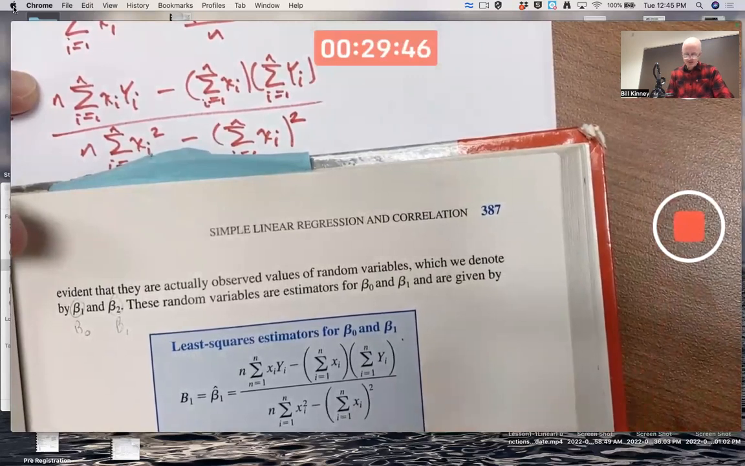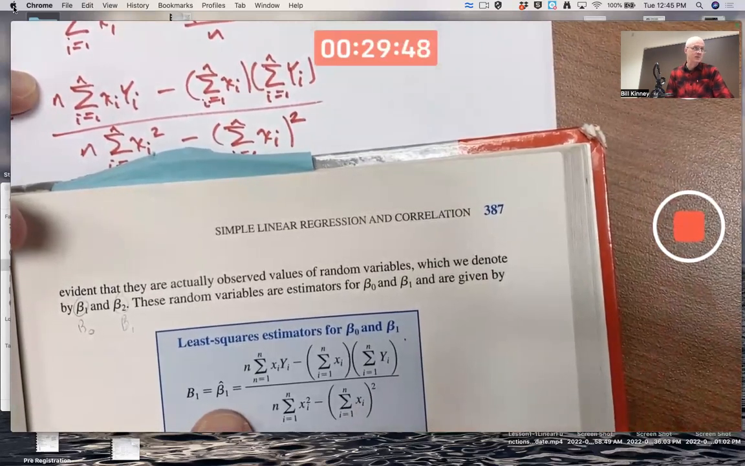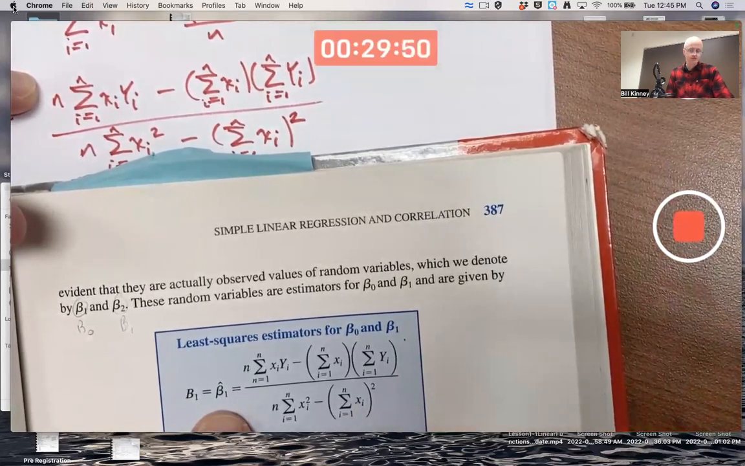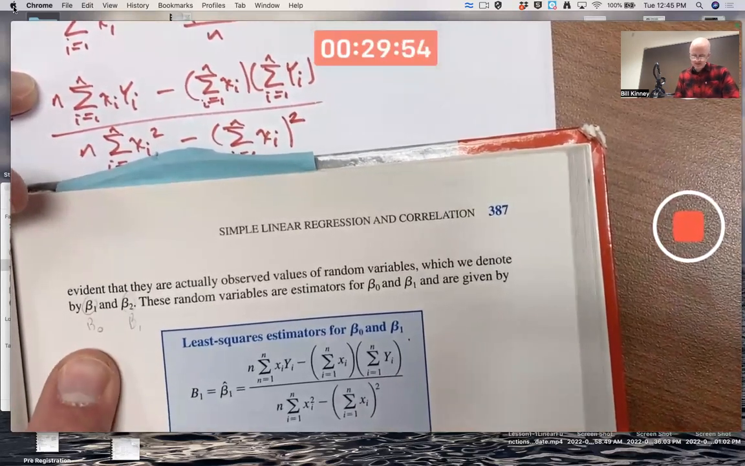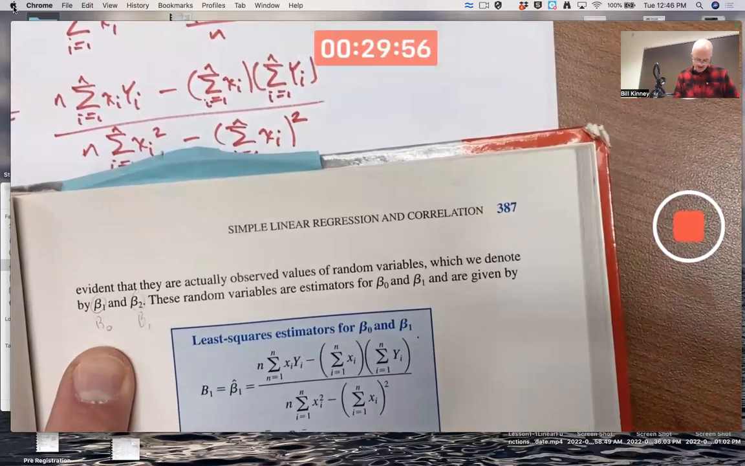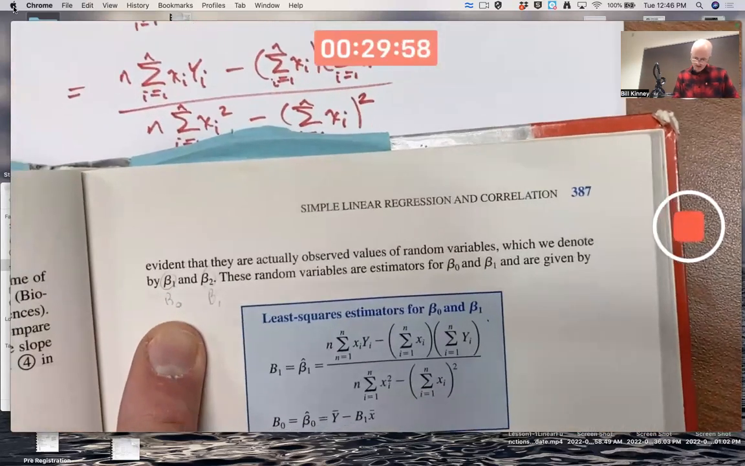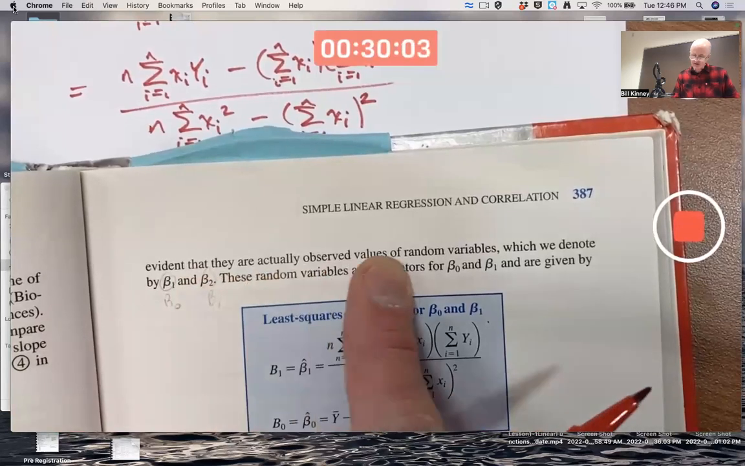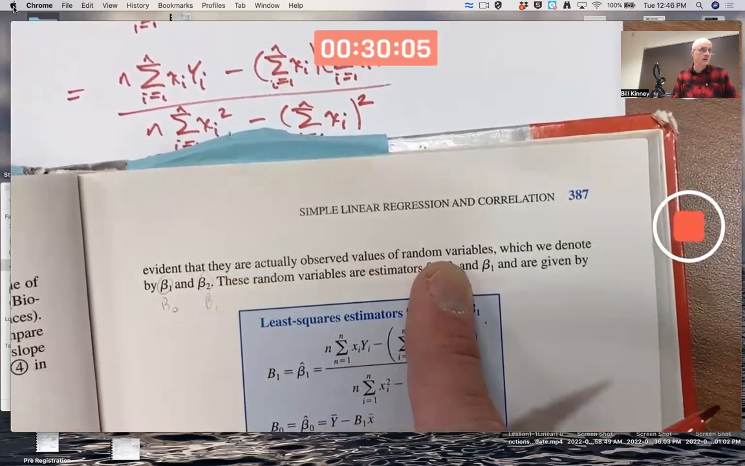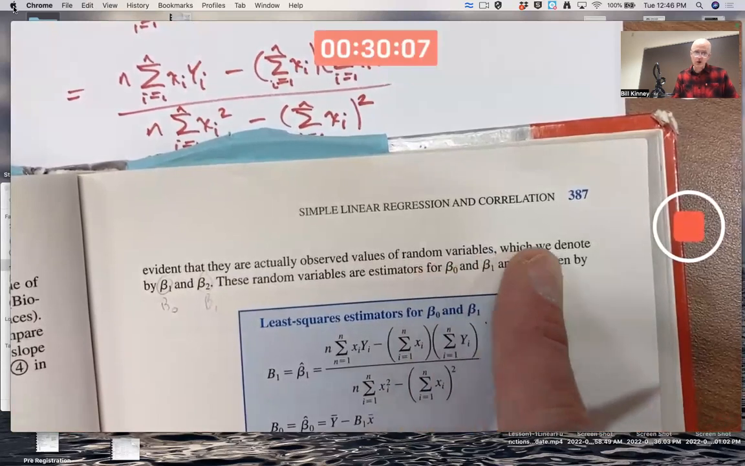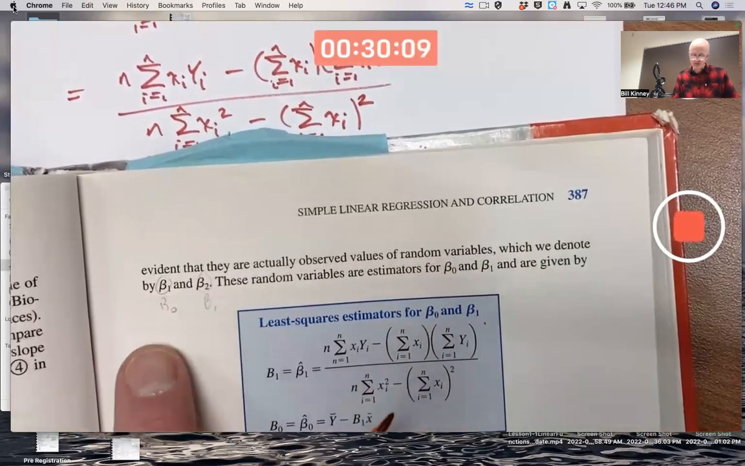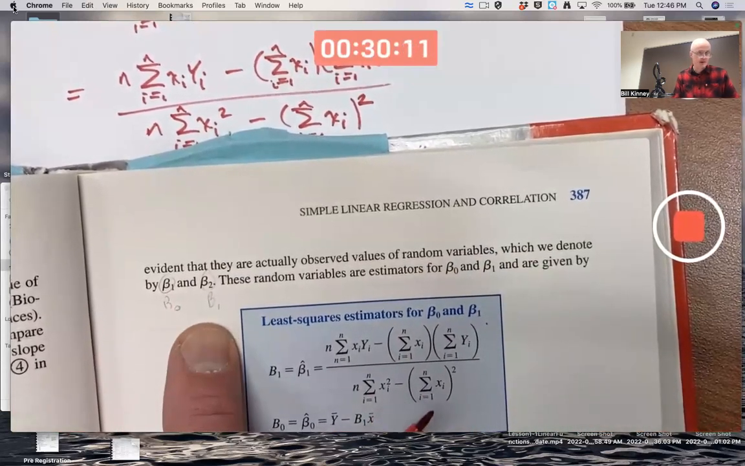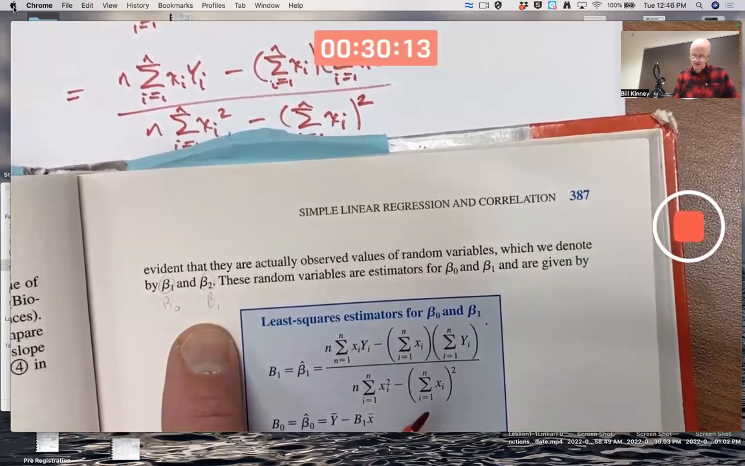Notice the book also labels that beta 1 hat. That's because it's an estimator for beta 1. Typos, in my book at least, right above this box, it says evident. It is evident that they are actually observed values of random variables, B0 and B1, lowercase r, which we denote by, no, not beta 1 and beta 2, but capital B0 and capital B1. That's one typo on this page. There's more.